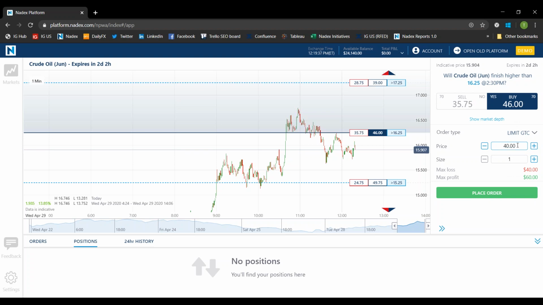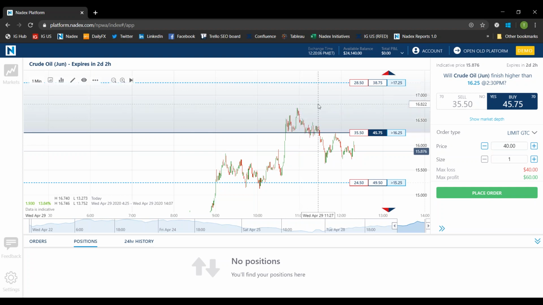I would pay 40. And notice at the bottom of the order ticket, because we know that each contract is worth 100, if I were to pay 40, I'm risking 40 to potentially make 60. If it does settle above 16.25 and my prediction were true, I'd risk 40, it could go to 100, and I could potentially make 60. And notice that when we clicked on this, where oil would need to settle is shaded blue on the chart.